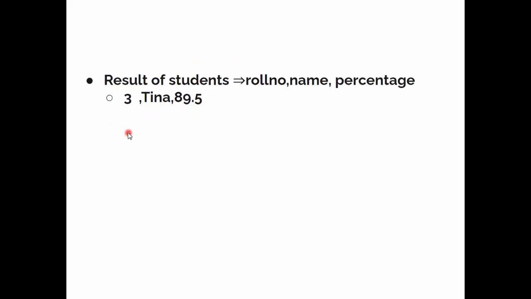Now we will take one more example of creating the result of a student. For that, I will note down the roll number, name, and percentage of the student. For example, the value of the roll number will be 3, name will be Tina, and the percentage she got is 89.5. Here, one thing to be noted is that I have used different data values: 3 is an integer, Tina is a string, 89.5 is a floating point number. That means the list can be a combination of different data values.